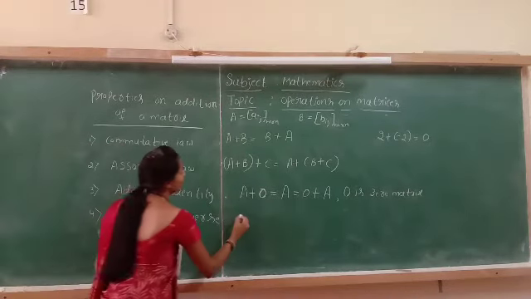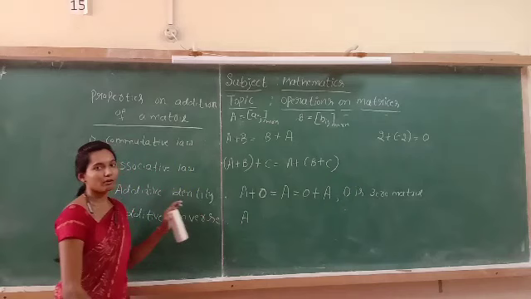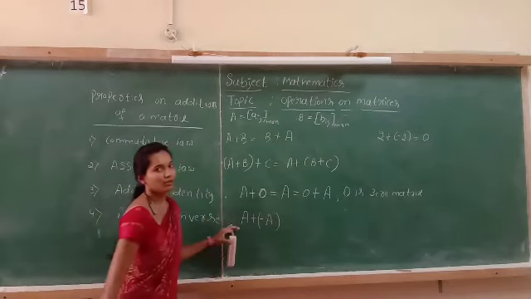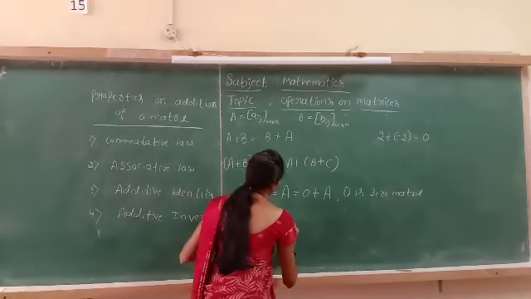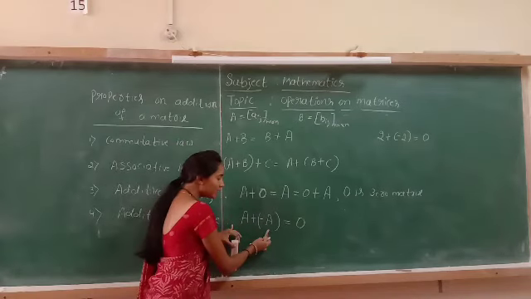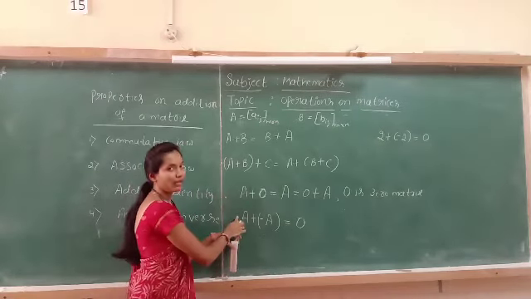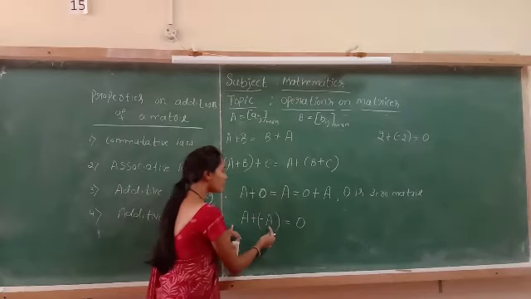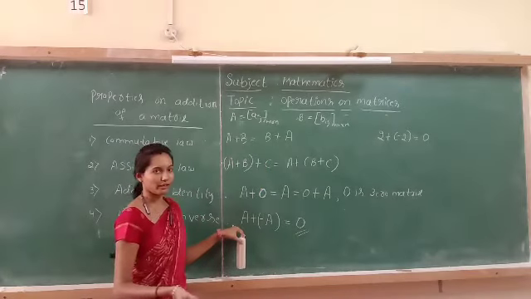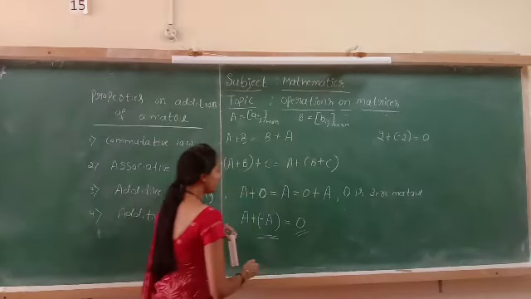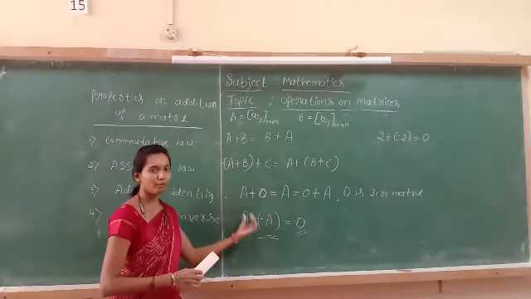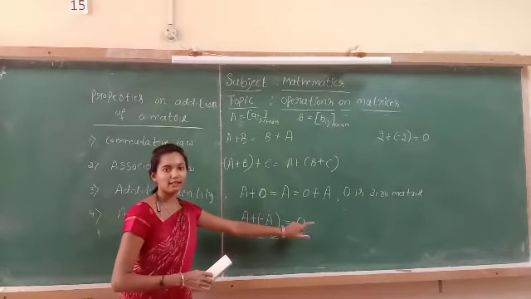Similarly, for matrices, if we take capital A as a matrix, the negative of that matrix, that is minus A, so A plus (minus A) gives the resultant as a 0 matrix. Therefore, we can say minus A is the additive inverse of capital A, or A is the inverse of minus A, because the resultant matrix is nothing but a 0 matrix. Therefore, it is an inverse of the matrix A.